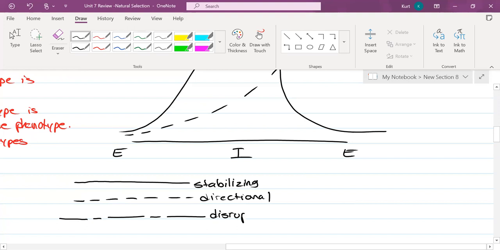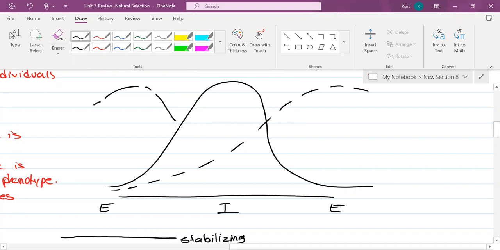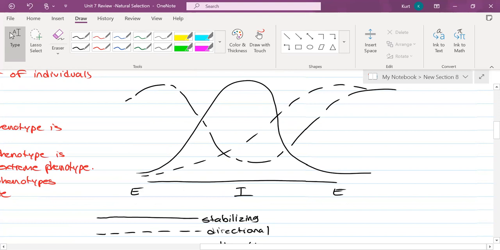Ready? Here we go. This is where the intermediate phenotype is not favored and the extreme phenotypes are. For instance, there was a problem on the mock exam where it said being a small bird, not very good. Being a big bird, not very good. Being a medium-sized bird, that's good. That would be stabilizing. But when it flipped it, it said being medium is bad, but being big or being small, that's good. That would be disruptive.